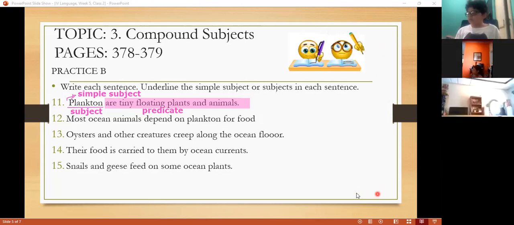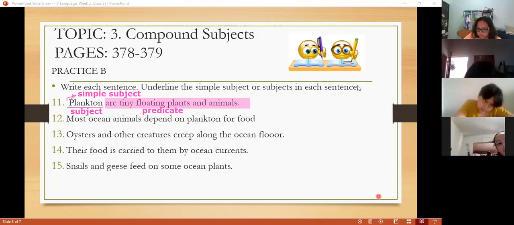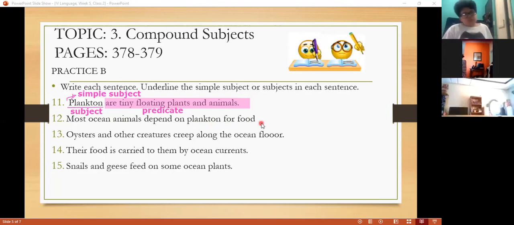The second one is: most ocean animals depend on plankton for food. Thank you, Colette. And what is the subject? The subject is plankton. Are you sure? No. Animals. Ocean animals. That's right. And the predicate is depend on plankton for food. Good job.